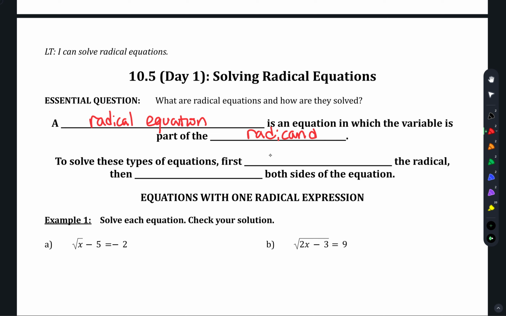We are first going to isolate the radical. That means it's going to be by itself on one side of the equation. After the radical is isolated by itself on one side of the equation, then to get rid of a square root, what's the opposite of a square root? It's to square something. So to get rid of a square root, we're going to square both sides of the equation, aka raise to the second power.